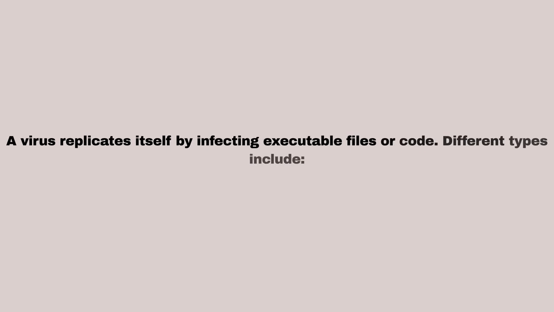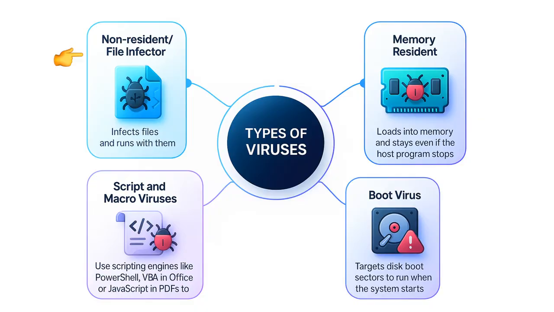A virus replicates itself by infecting executable files or code. Different types of viruses are non-resident file infectors. They infect files and run with them. Memory residents. These load into memory and stay even if the host program stops. Then you have your boot viruses. They target disk boot sectors to run when the system starts. Then you have your script and macro viruses. They use scripting engines like PowerShell, VBA in Office, or JavaScript and PDF to execute. Some viruses are multi-partite, meaning they use multiple vectors, or polymorphic, meaning they change their code to avoid detection.